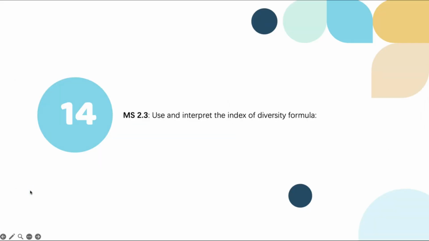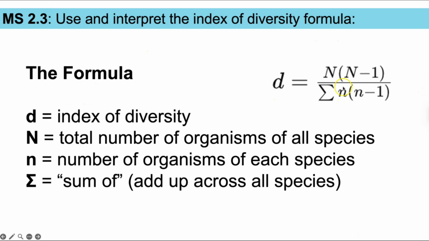Number 14 on our list is use and interpret the index of diversity formula, which is from topic 4. So here is the formula. They usually give this to you in the exam, but they don't often tell you what each component means. Sometimes they do, but they don't always. So D is index of diversity, and this is a measure of biodiversity, taking into account species richness and also the number of individuals within each of the populations of species.